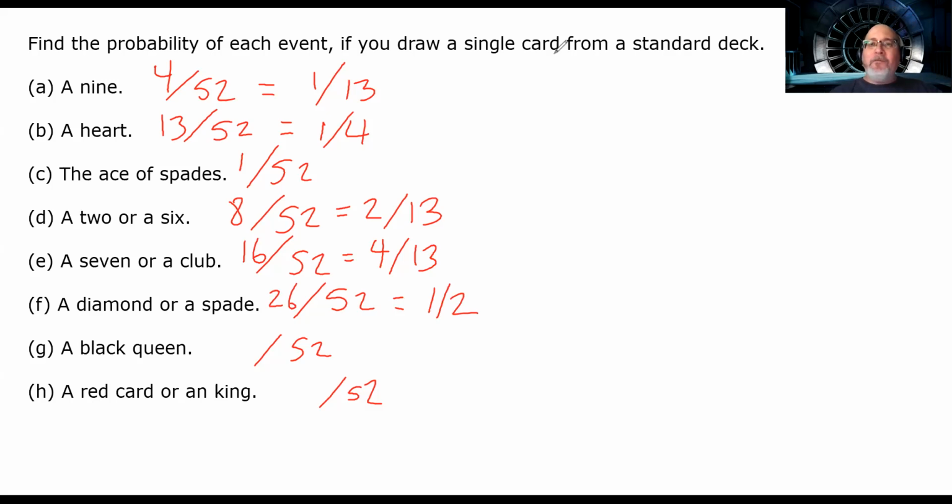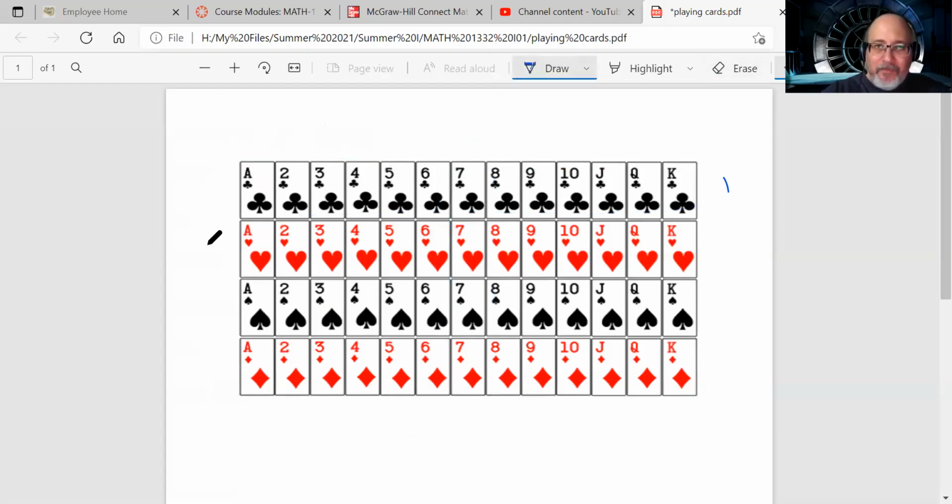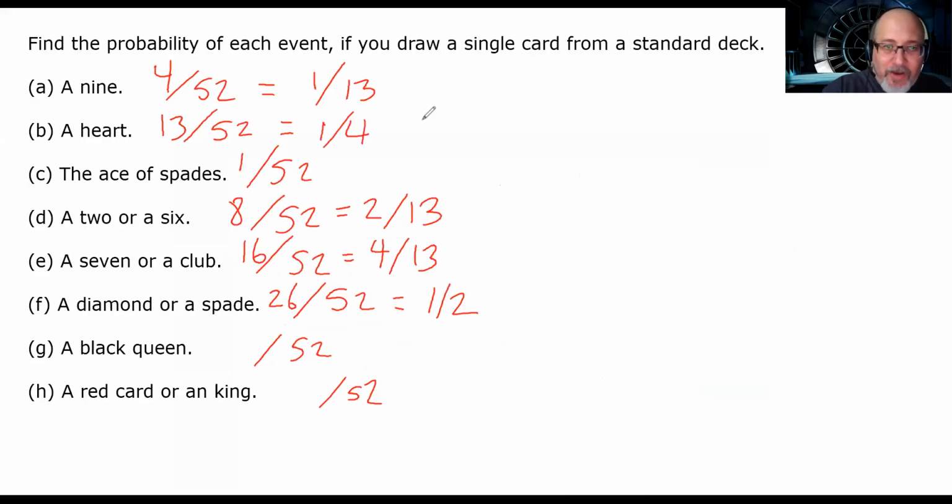A black queen. How many black queens are in the deck? Do you need the table? If you do, that's okay. If you don't, that's okay. But how many black queens are in this deck? Let's find them. There's the queen of clubs, queen of spades. There's only 2. There are 2 black queens in the deck, which means the probability of getting a black queen is 2 out of 52. We can reduce this by 2 and it becomes 1 out of 26.